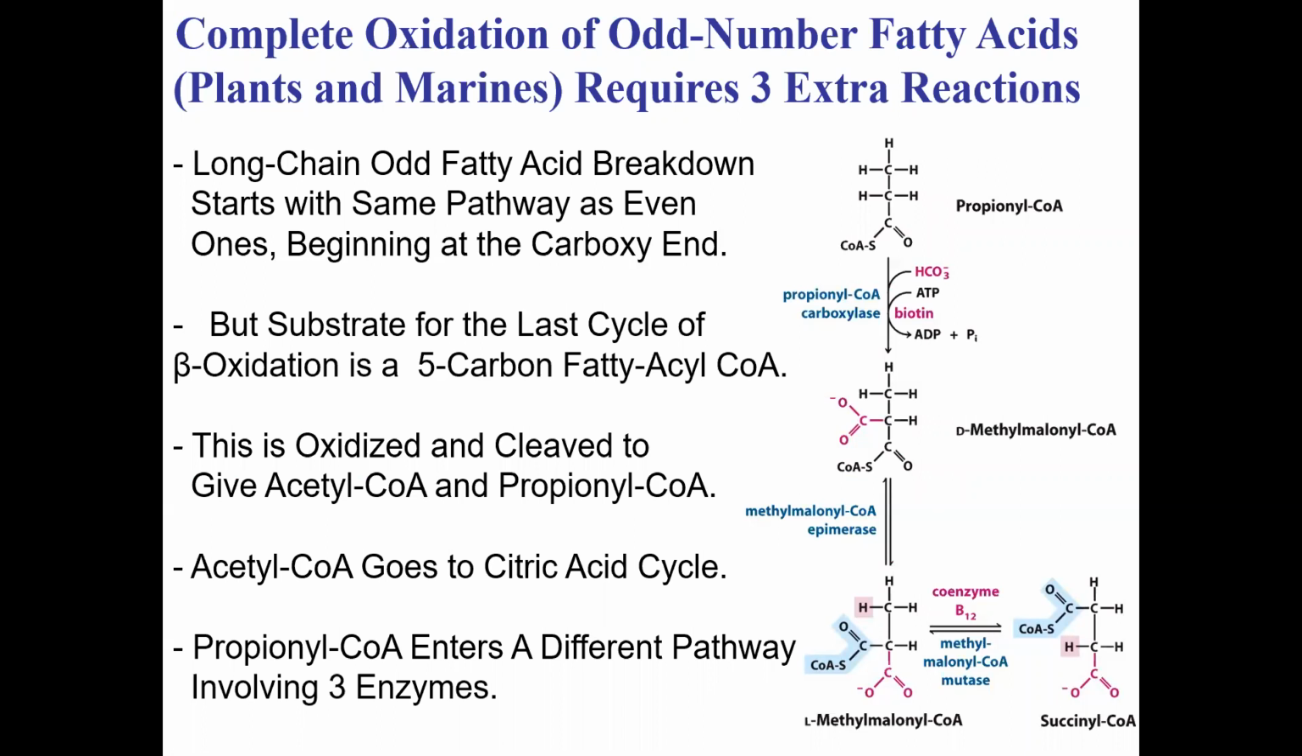So what happens if you have odd number fatty acids, and how would you consume them? You can actually consume odd chain fatty acids from plants and marine sources, etc. And this is a common pathway in plants and marine organisms. And it turns out that, yes, you can still feed those carbons to the citric acid cycle, but there are some additional enzymes that are needed. Okay.